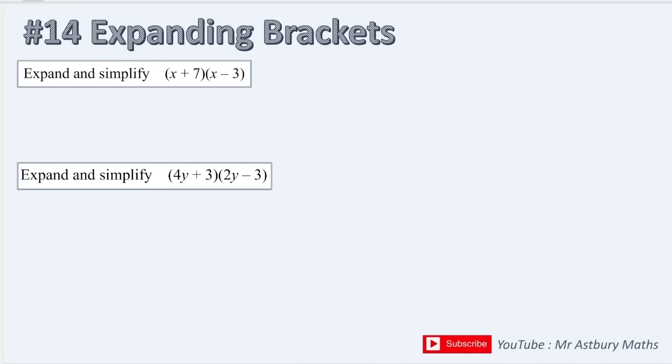Now, expanding a double bracket like this, I'm going to use the claw method, where I do x times x, x times minus 3, 7 times x, and 7 times minus 3, and it makes a little lobster claw. So I'm going to get x times x is x squared, minus 3x, I'm going to get 7 times x, and I'm going to get 7 times minus 3 is minus 21. Then it asks me to simplify, so I need to do x squared plus 4x, because minus 3x and 7x makes plus 4x, minus 21.